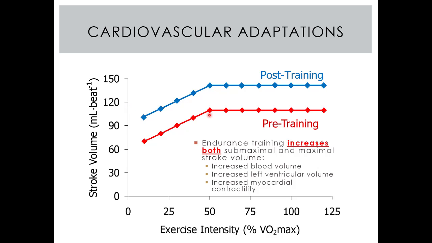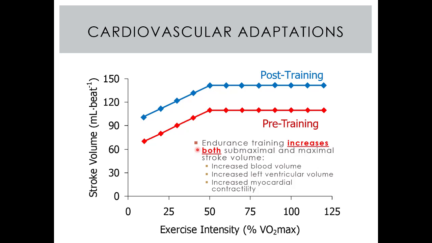So what about maximal stroke volume? Now before training, the maximal stroke volume was a little bit above 90 milliliters per beat. After some weeks or months of training, that maximum stroke volume improved to about 135 milliliters per beat. So altogether, submaximal and maximal stroke volume increases with training, meaning at any given intensity, whether submaximal or maximal, the heart is pumping out more blood per beat.